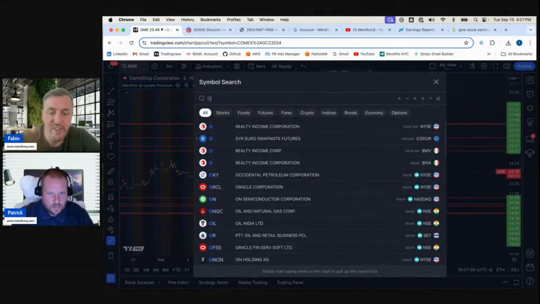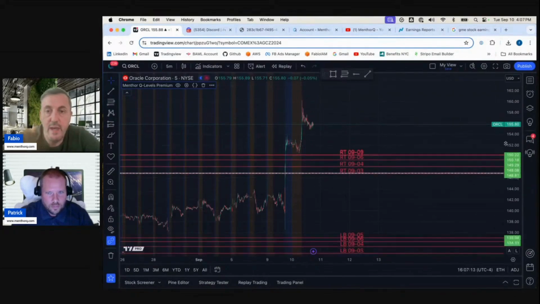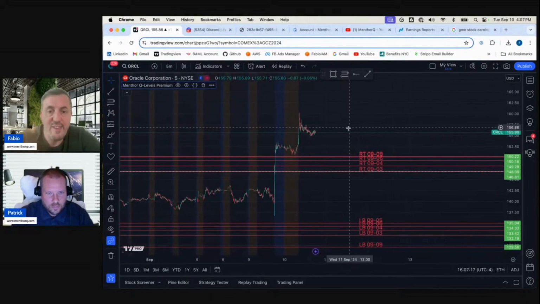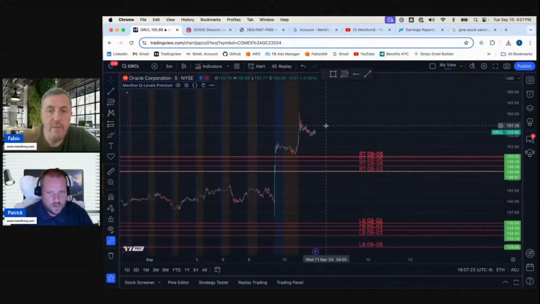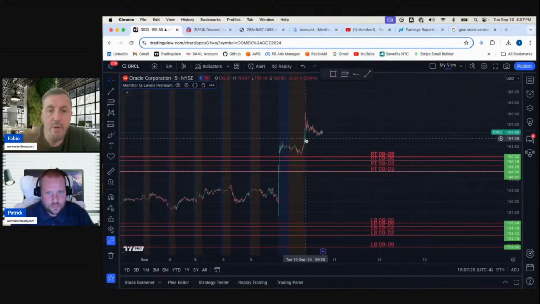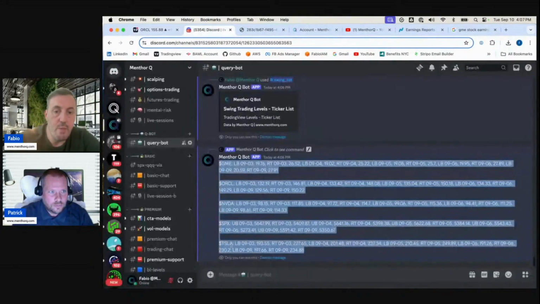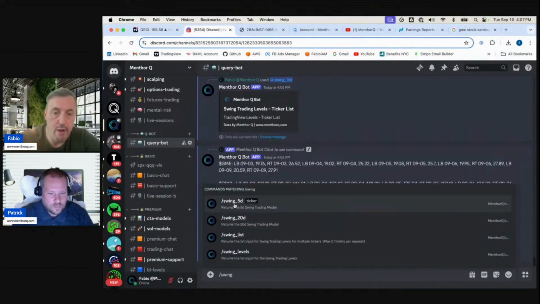We can also do the same thing. And we want to look at Oracle because there was a big break today. So obviously there was the earnings yesterday. We saw an 11% or more, I think it was 11.43%. Broken all the levels. Tomorrow we're going to have new levels here, but essentially we can go back into the bot and look at our swing model for Oracle.